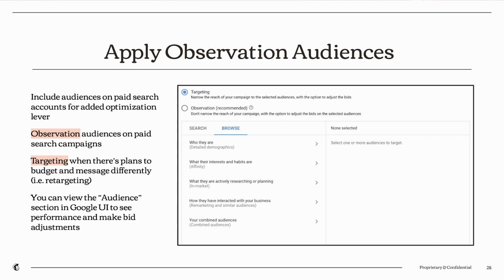The other side would be observation. This means that you have audiences applied to your account, but you also have keywords that you're bidding on. So people that fit in those audiences would see your ad, but then also people that fall outside of those audiences would see your ad. Observation is what Google recommends here, as well as I do. That's because it doesn't limit your reach. You still can reach prospecting people that don't fall within these audiences, but you can use that audience information to make adjustments on the audiences that are performing well for you.